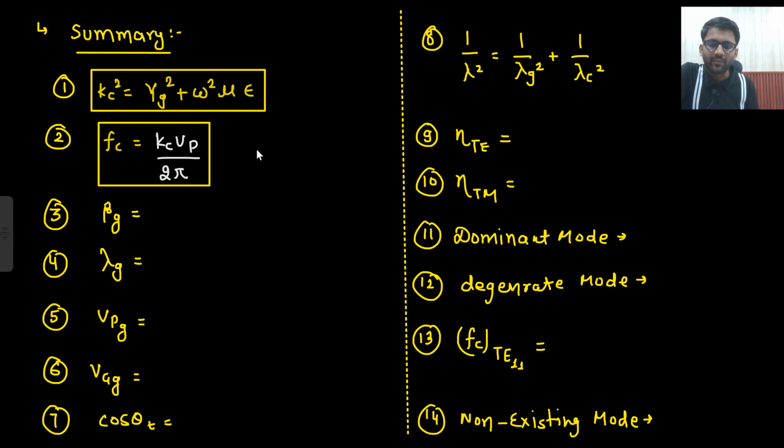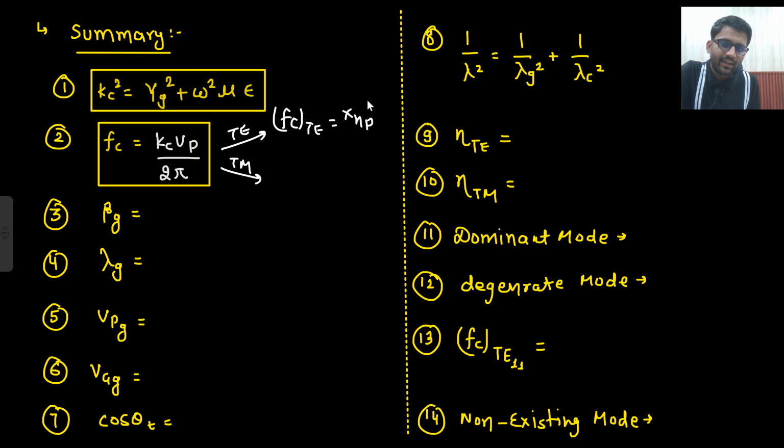So let's write down the different modes, for TE mode and TM mode. In TE mode, what will be your Kc? Kc will be for TE mode, transverse electric mode. That means the magnetic field is existing. And if the magnetic field is there, that means you need to differentiate. And if I need to differentiate, then X dash NP by A. So it would be 2 pi A X dash NP by A into Vp.